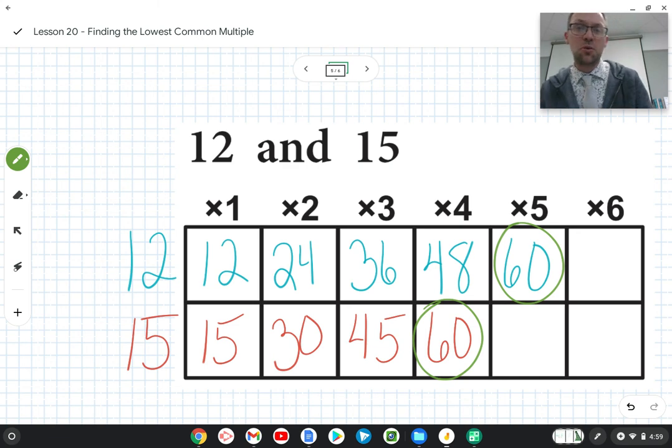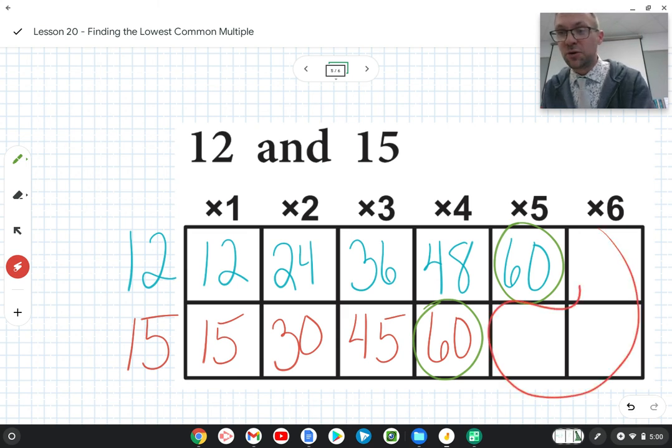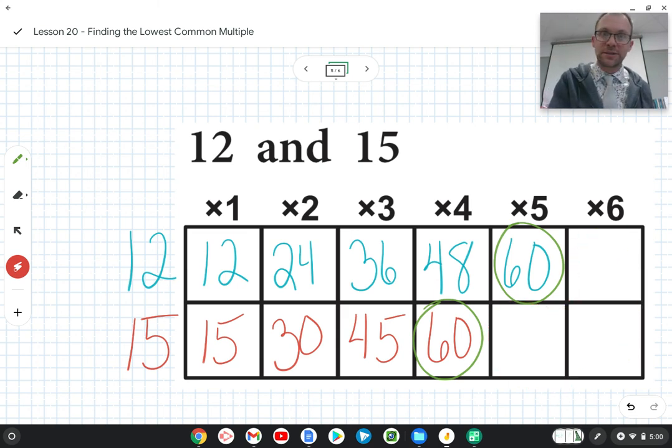All right, this is the work you'll do today. You're going to be given a pair of numbers. You'll use a table just like this. You're going to list out the multiples of each until you find the lowest common multiple. That's the first one you get to, the smallest one. And then you're done. You don't have to fill out all the boxes in both rows if you've already found the lowest common multiple. That's where you stop after each pair of numbers.